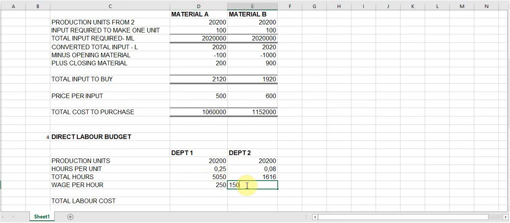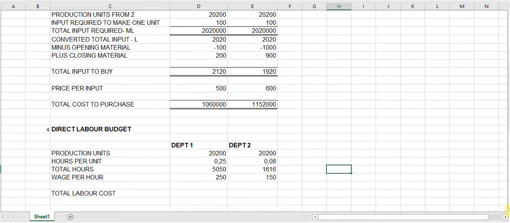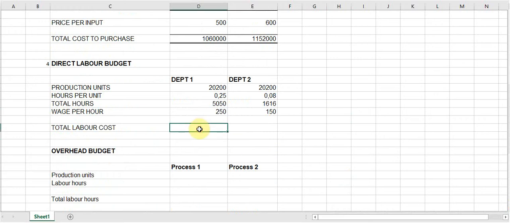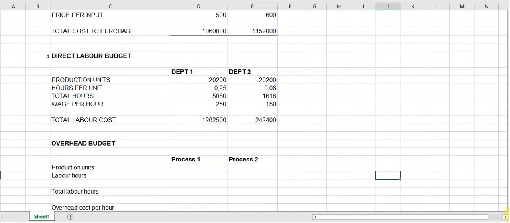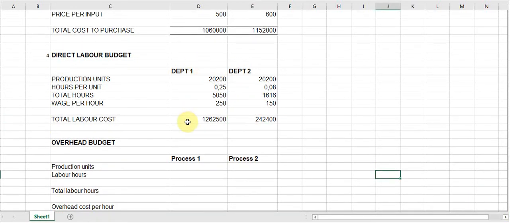250, 150. To get to the total labor cost, I'm going to multiply the total hours by the wage rate. And there you will see that for Department 1, we will spend 1,262,500. And for Department B, we will spend 242,400 Rand.